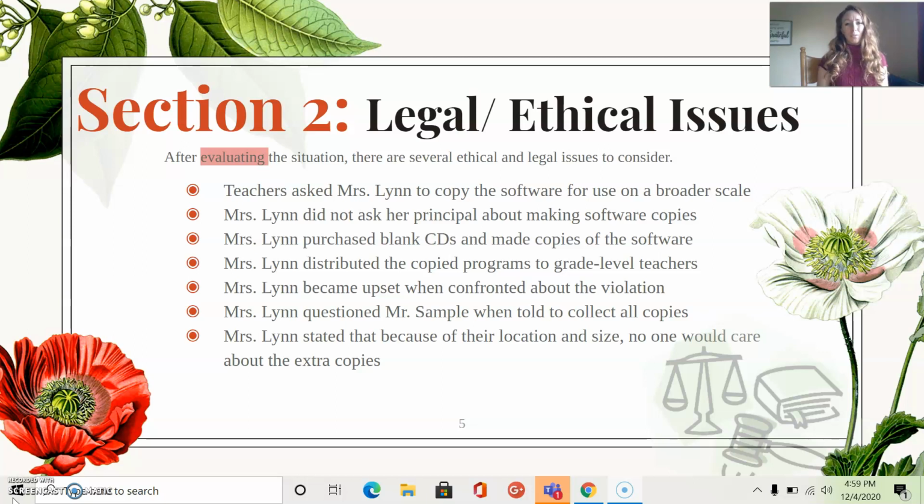I found it unethical for Mrs. Lynn to react the way she did when Mrs. Brandon brought up her concerns about copyright, as well as when she then questioned Mr. Sample after he told her she needed to collect the copies she distributed. Lastly, it was really unethical for Mrs. Lynn to think that the location and size of St. Regis School invalidated the copyright restrictions, stating that no one would care or know. Due to the nature of this, I feel that it's a legal issue. The software company who makes their living selling these programs was harmed as the copying of their product was theft.